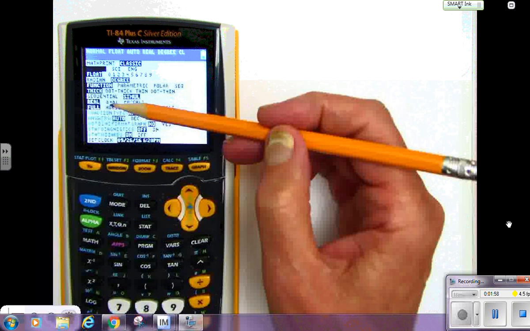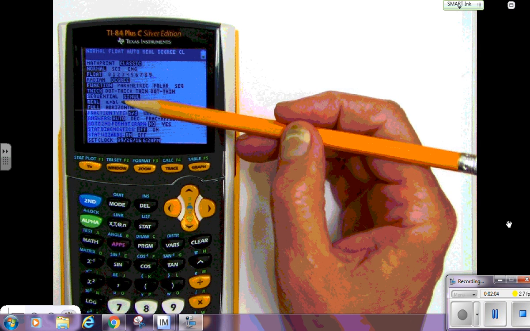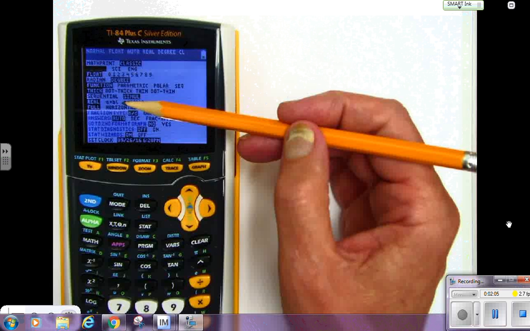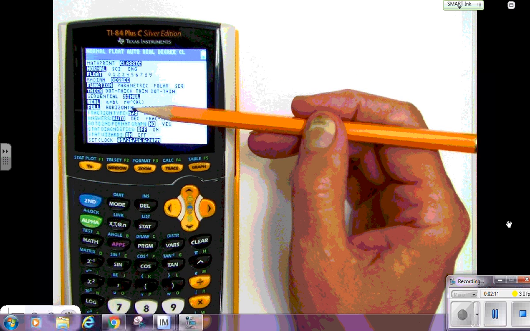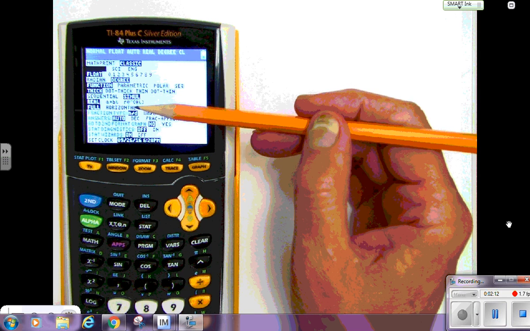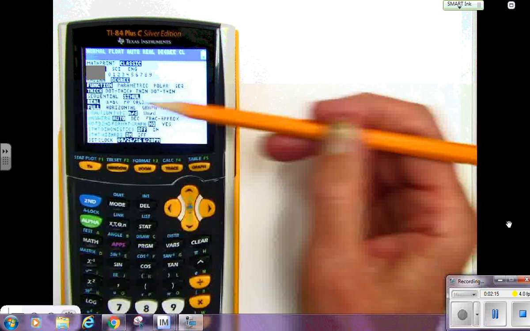The next one is talking about what kind of numbers we're using. We're using real numbers. This a plus bi is imaginary, which we're not there yet. And then the next line talks about the axis, the graph axis that we're going to be using, a full, horizontal, or graph and table.